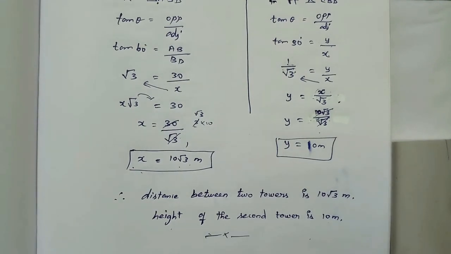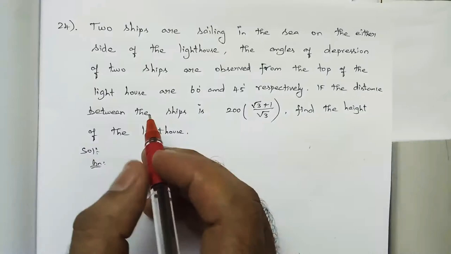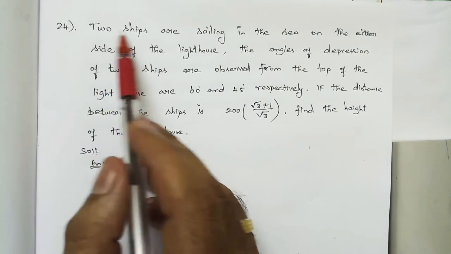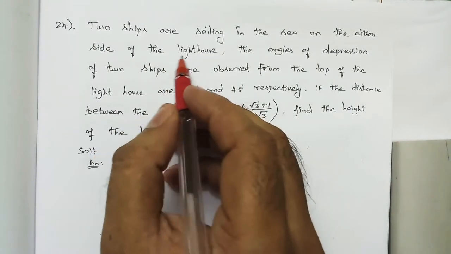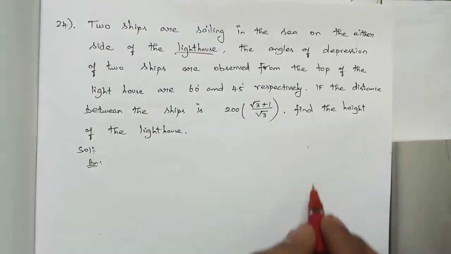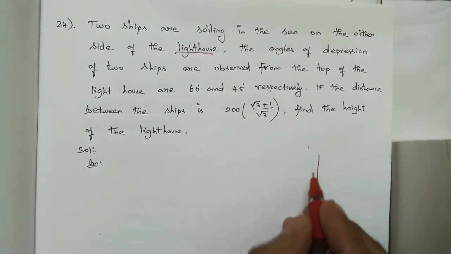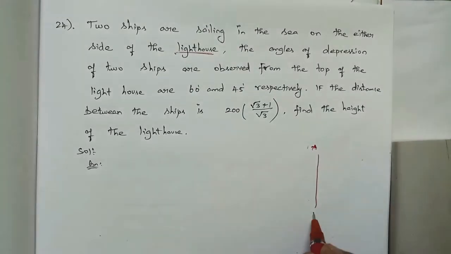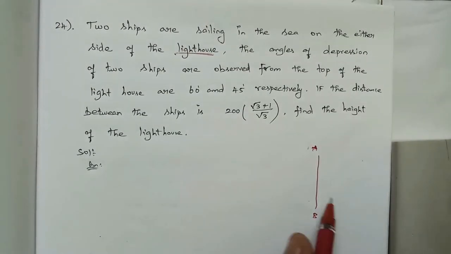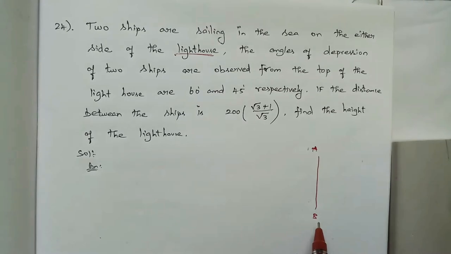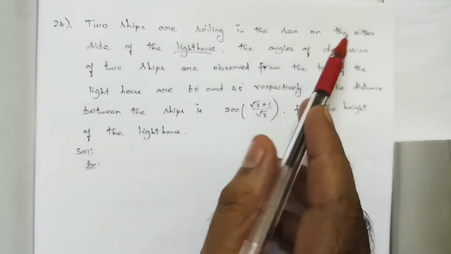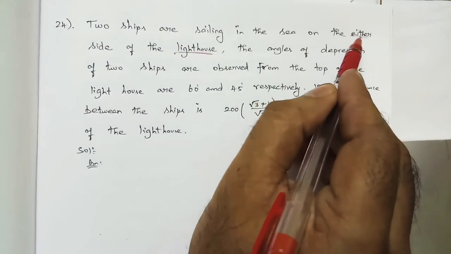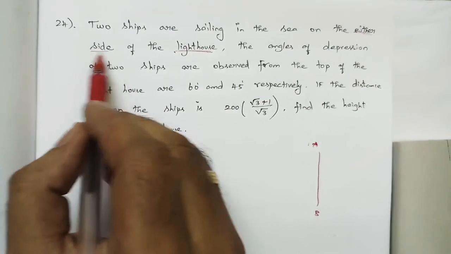Right? We'll see one more sum. Sum number 24. Two ships are sailing in the sea on either side of the lighthouse, right? So the lighthouse is nothing but vertical. I'm taking AB as the height of the lighthouse, A is the top of the lighthouse, B is the foot of the lighthouse, right? The two ships are sailing in the sea on either side. That is very important. What is meant by either side? The same side and either side.